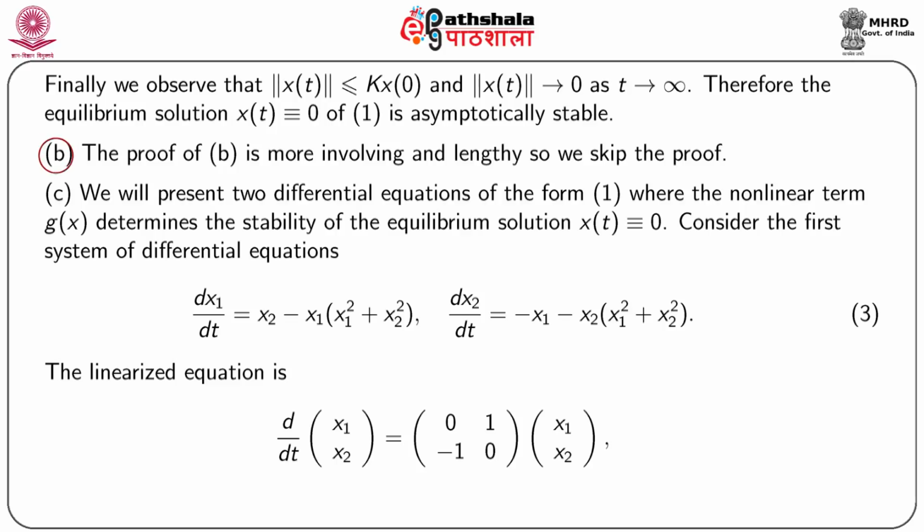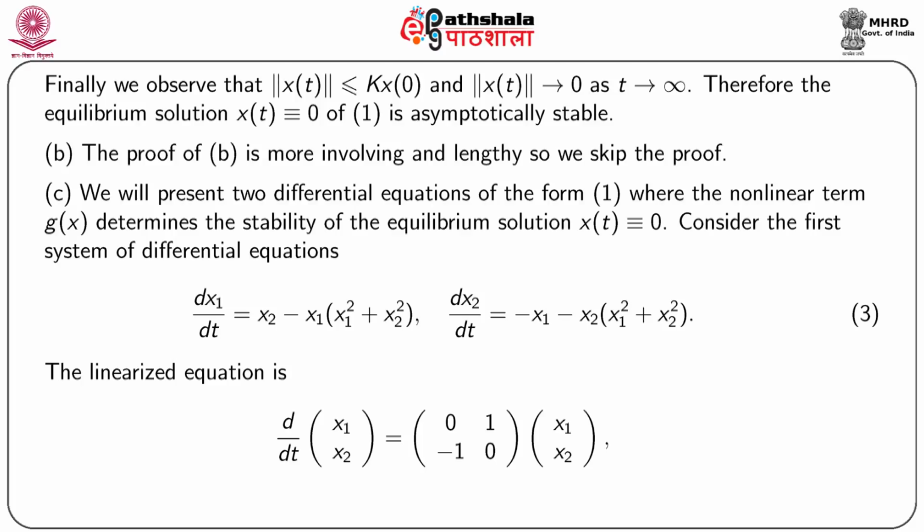For part B, since the proof is quite lengthy and beyond the scope, we will skip the proof. And for part C, we take two examples which will clarify the theorem. We will present two differential equations of the form 1, where the nonlinear term g(x) determines the stability of the equilibrium solution x(t) equivalent to 0.